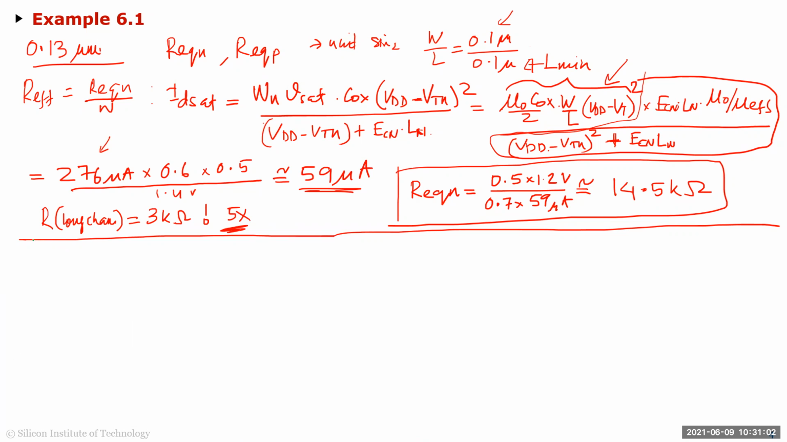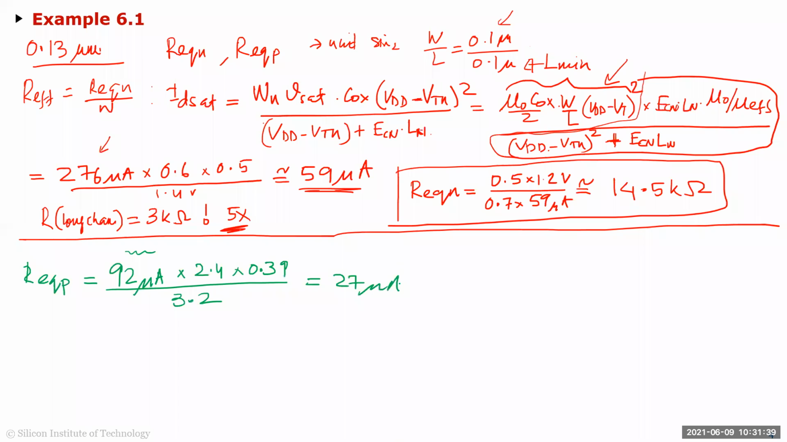You can do the same thing for the PMOS, so I'll just write the equations directly. For PMOS, our equivalent P is going to be 92 microamps. This is your old long channel ID sat times the correction term, which is 2.4. This is ECL. For PMOS, mu naught over mu effective is about 0.39. This is all from the table at the back of your textbook, where I'm getting all the values from, 3.2. This is roughly 27 microamps, and again you can see it's almost a 3x reduction.